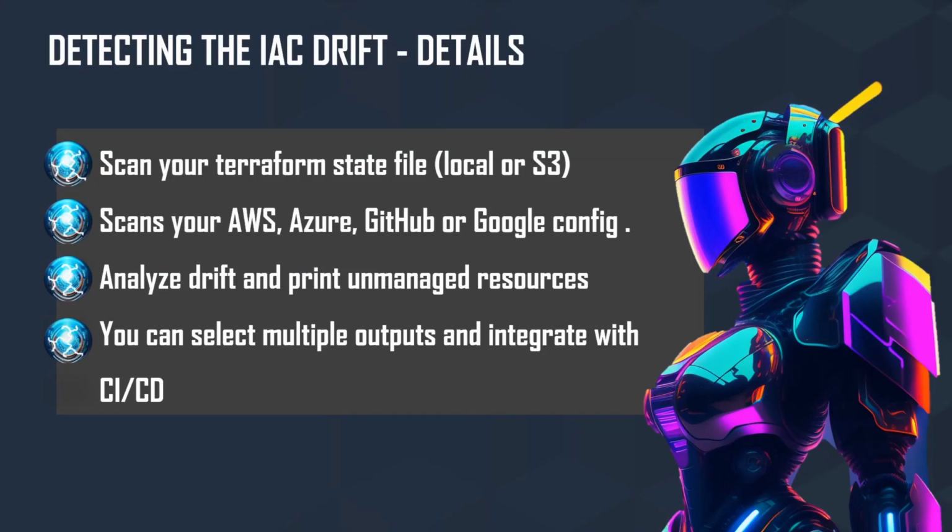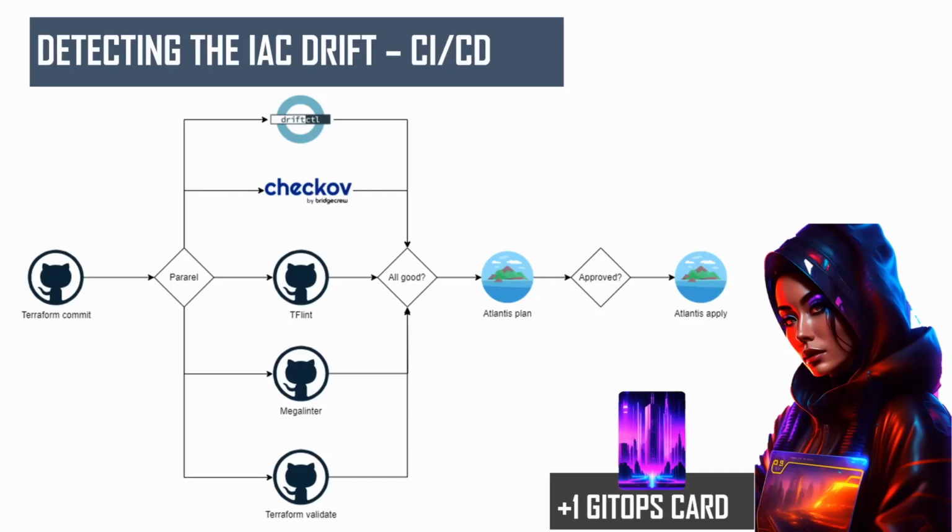Detecting the drift in the details means scanning your Terraform state files, local or S3, scanning your AWS, Azure, GitHub, or Google config, analyzing drift, and printing the unmanaged resources. And you can select multiple different outputs and integrate it with the CI/CD. And in the best case, you will have a solution for aggregating all the data and detecting the trends in your drift detection. Detecting the drift from the CI/CD perspective can be very easy.